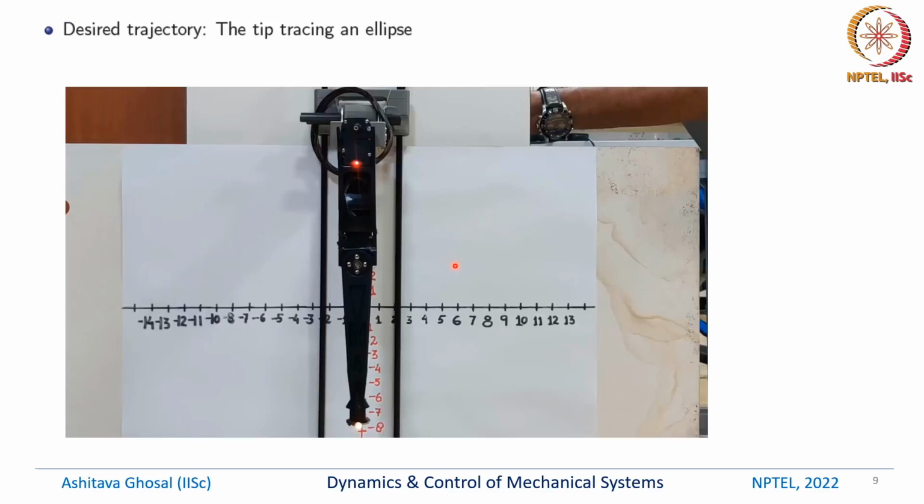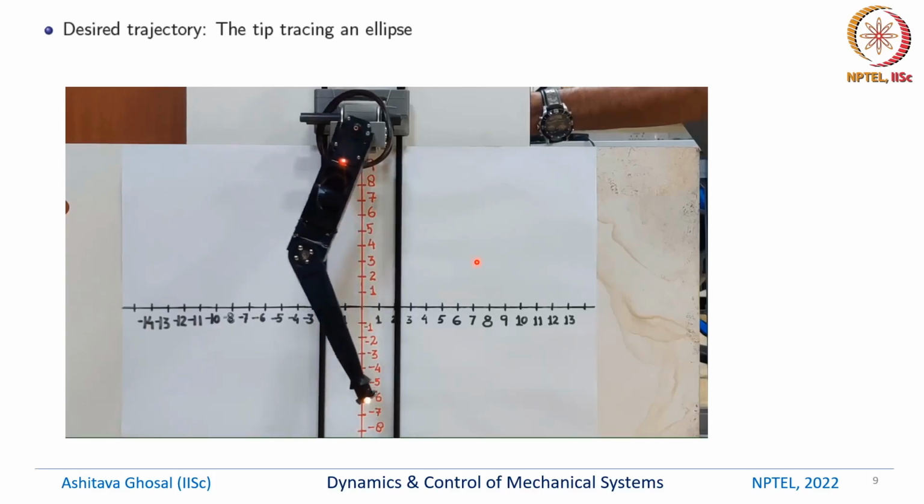Here is another example in which we want the tip not to move along a straight line along the y-axis, but to trace a curve in the xy plane. So the curve chosen in this example is that of an ellipse. So it turns out that sometimes the tip of the leg traces some kind of an ellipse or close to an ellipse. So here also the gains have been chosen carefully such that it more or less traces the ellipse which we want.